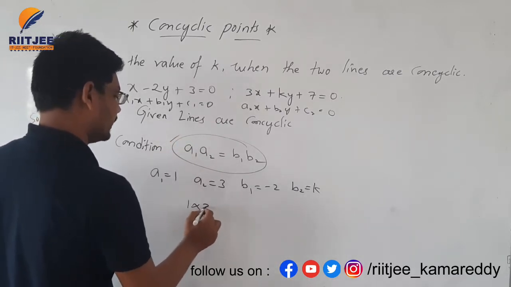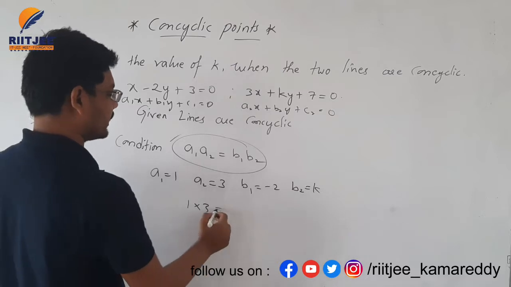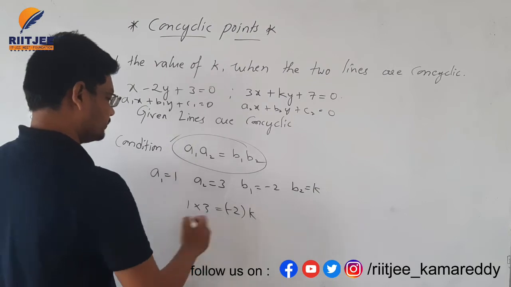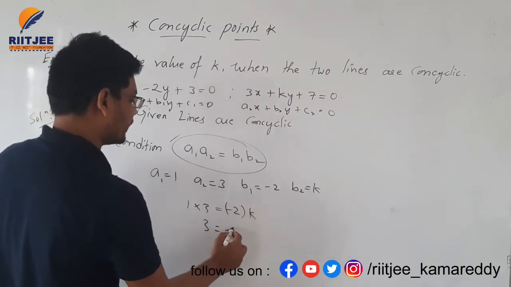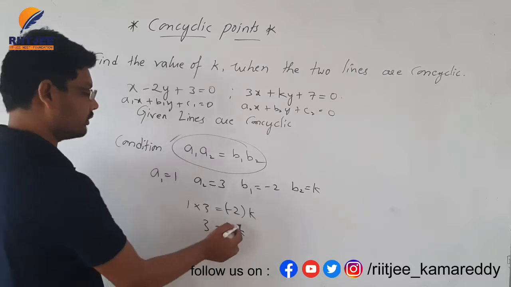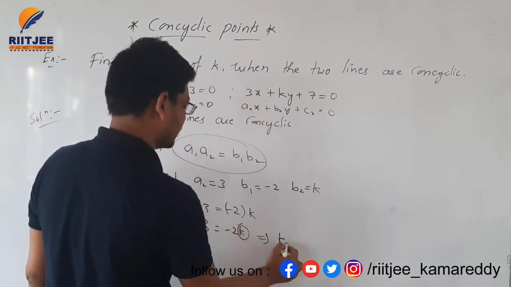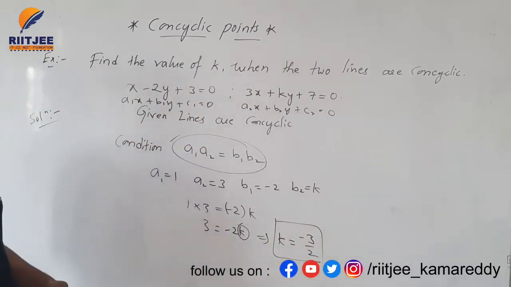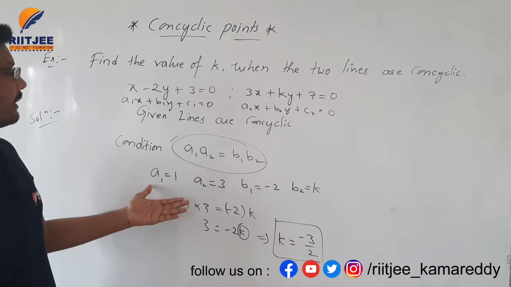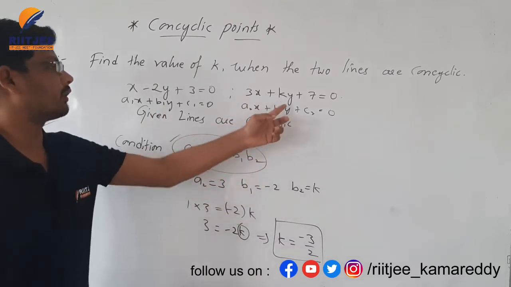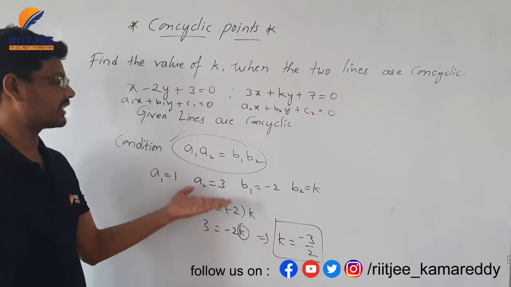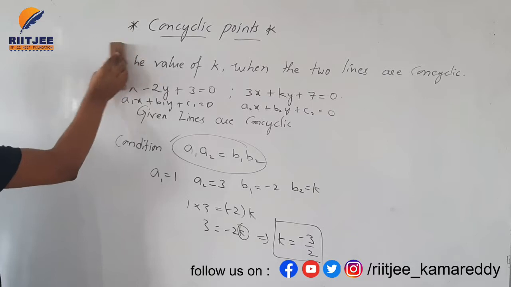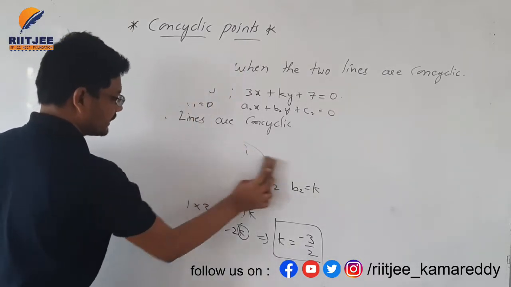a1 a2, 1 into 3, is equal to minus 2 into k. We want to find the k value here. That implies k is equal to minus 3 by 2. This is the value of k. If you substitute the a1 a2 values and b1 b2 values in the condition, we will get the value of k. This is one example of concyclic points, and it is a basic level question.